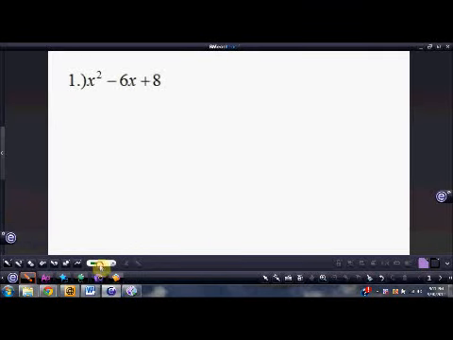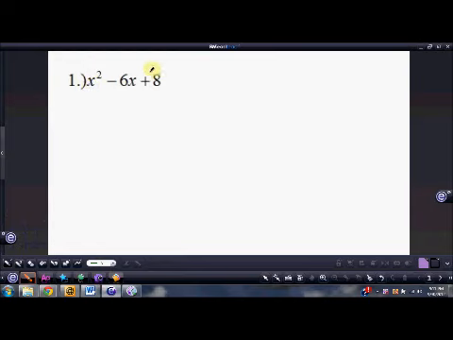Okay, I'm going to go over the 6-question quiz that we had. And the very first question that we had on the quiz was x squared minus 6x plus 8. The first thing I want you to notice is that there is no number in front of the x squared. When there is no number in front of the x squared, it's always kind of understood to be 1.